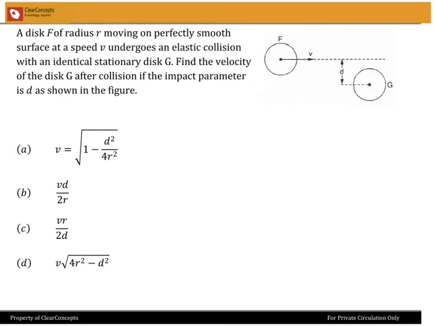So here is the question. A disk F of radius r moving on a perfectly smooth surface at a speed v undergoes an elastic collision with an identical stationary disk G. Find the velocity of the disk G after collision if the impact parameter is d as shown in the figure. And we've been given some options.